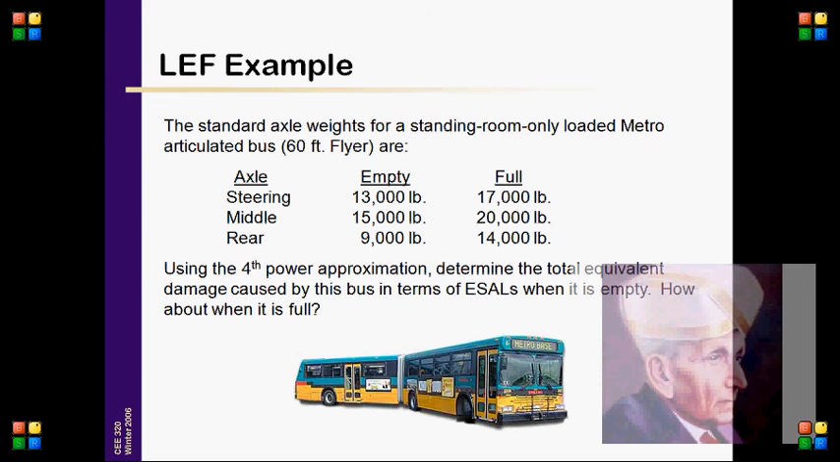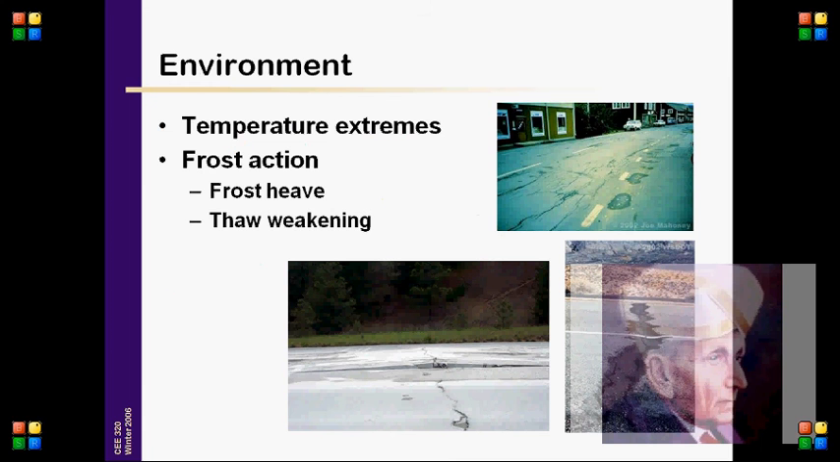LEF example. The standard axle weights for a standing room only loaded Metro articulated bus, 60 feet, Flyer. Axle, empty, full: steering 13,000 and 17,000; middle 15,000 and 20,000; rear 9,000 and 14,000 pounds. Using the fourth power approximation, determine the total equivalent damage caused by this bus in terms of ESALs when it is empty. How about when it is full?